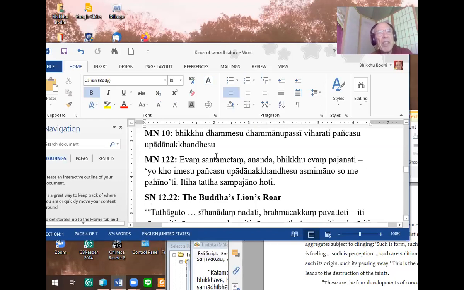Okay, it's mentioned in the Greater Discourse on Emptiness, where it's explained how a monk practices clear comprehension. And then it says that as one observes the arising and falling or passing away of the five aggregates, then asmimana, that is the conceit 'I am' that occurs in relation to the five aggregates, is abandoned.